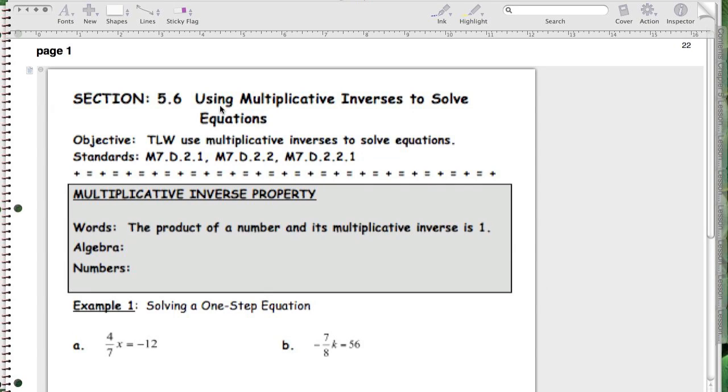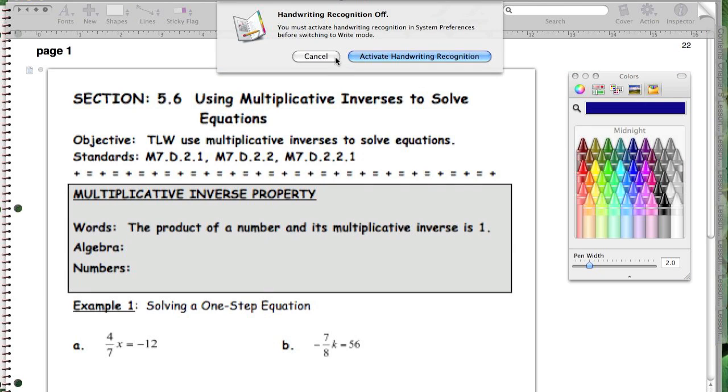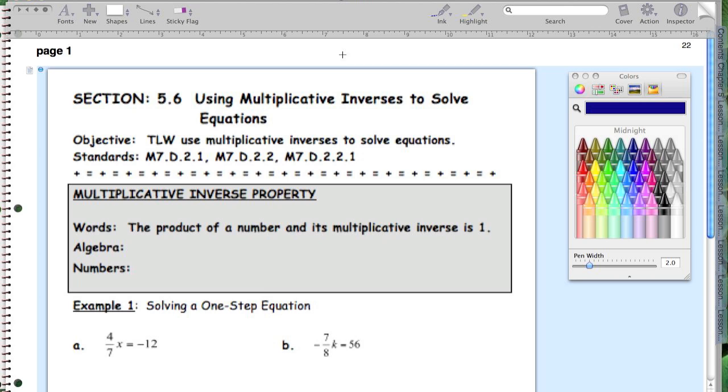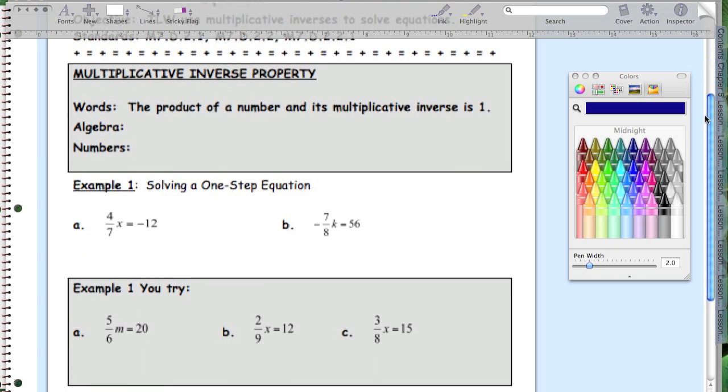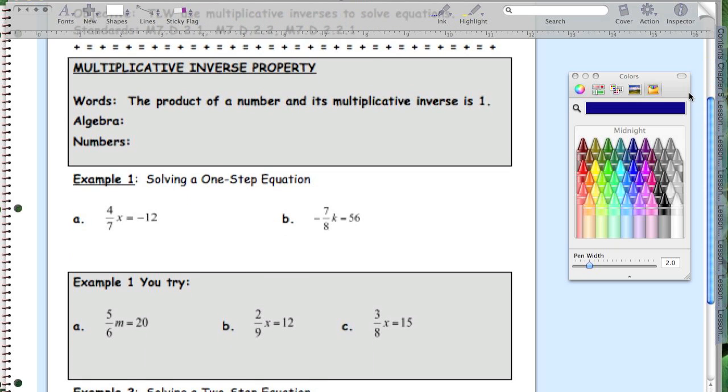Okay, let's take a look at using multiplicative inverses to solve equations. We talked yesterday about reciprocals, and this is going to build right off of that. So lessons 5.6 and 5.7 go over two ways of solving equations. Different ways are desirable with different situations, but they both work to solve and get the answer in the end. So that's the good thing.